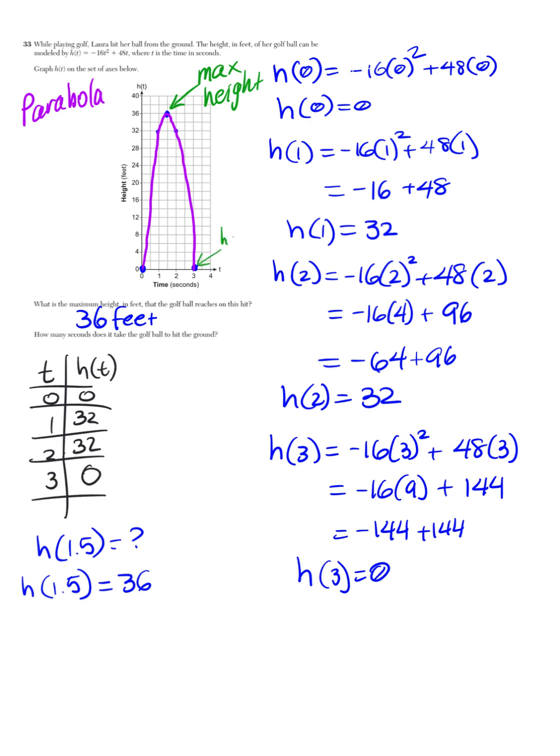Lastly, to answer the second question, we notice that at t equals 3, that's where the ball hits the ground. So the second question is asking that exact question. So we write t is equal to 3 seconds. We could box around it just to make sure that people know what our answer is.